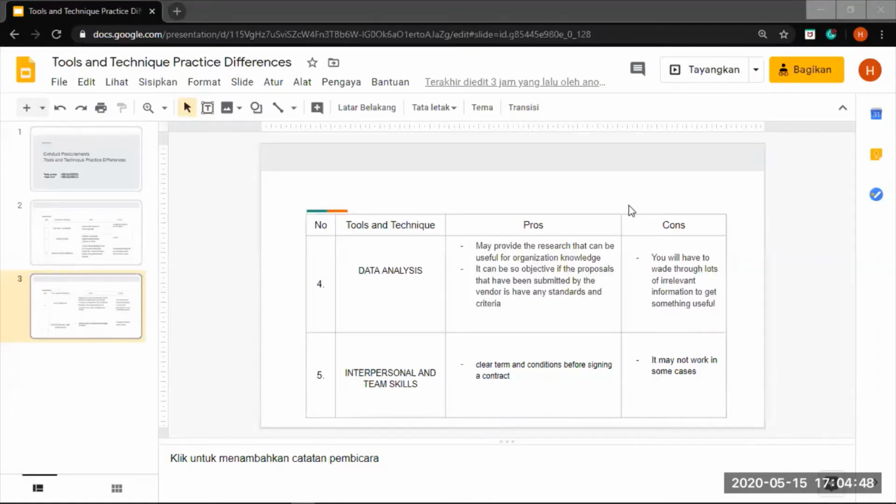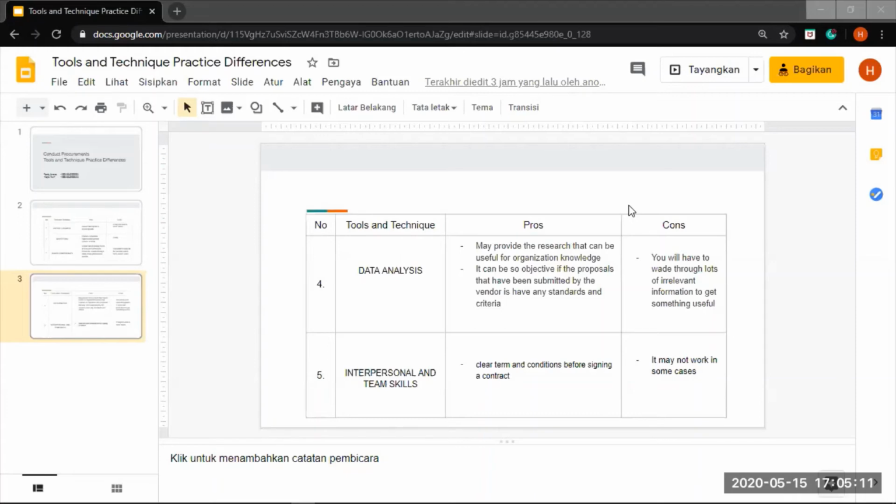Hello everyone, I'm Hijra Hanif. My friend Randy and I will explain the differences, tools, and technique practices for conduct procurement. Randy already explained what conduct procurement is and some tools and techniques, and we will compare the pros and cons of each tool and technique.